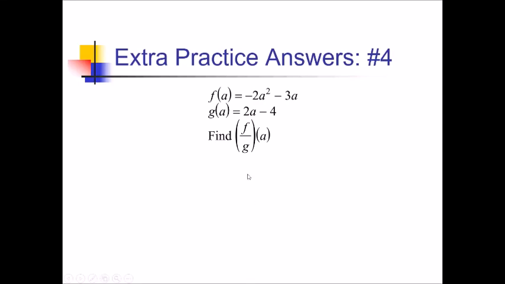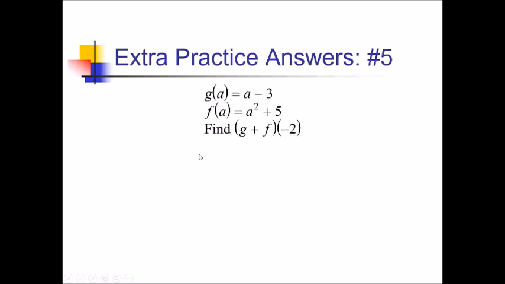For this problem, we're doing f over g of a, so basically f of a divided by g of a. Well, here's f of a, negative 2a squared minus 3a. And we're going to divide all of that by g of a, which is just 2a minus 4. So at this point, we'd look to see if we could combine, maybe take out common factors and cancel them. But if you look at this, there's really nothing to factor out here. So this problem is as good as it's going to get.